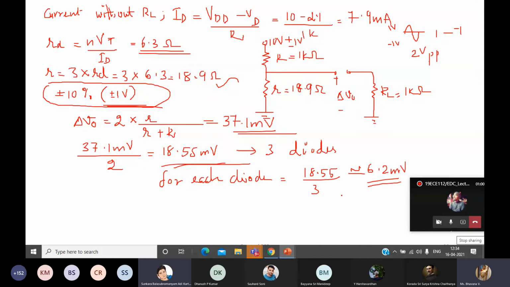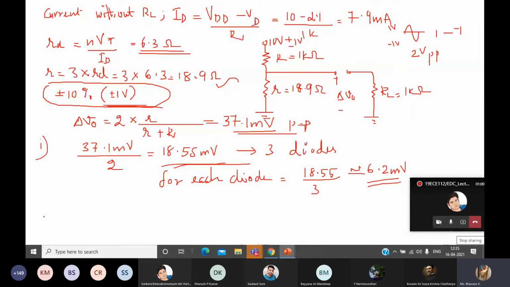Ma'am, why did we take 37.1 by 2? So this is the peak to peak. 37.1 millivolt is the peak to peak because you have taken the peak to peak value. But we will be finding only the peak value for each diode. So the peak value will be just half of that because it is a symmetrical waveform. Yes, got it. So this 18.55 millivolt output voltage change is with respect to 3 diodes. So for each diode it will be 18.55 divided by 3, which is approximately 6.2 millivolt. So this is the first part.